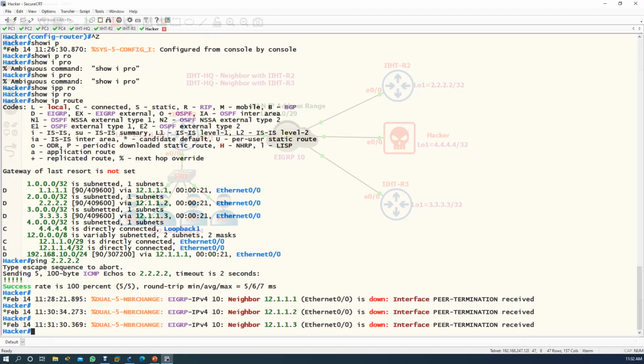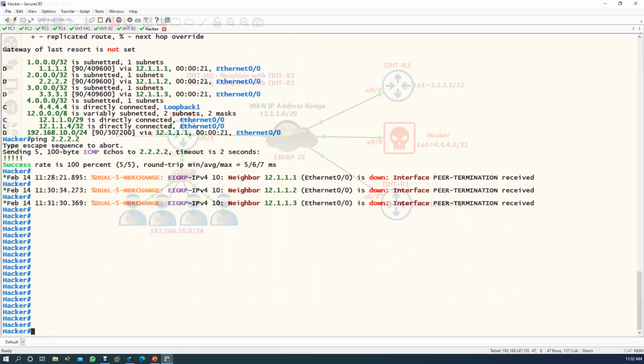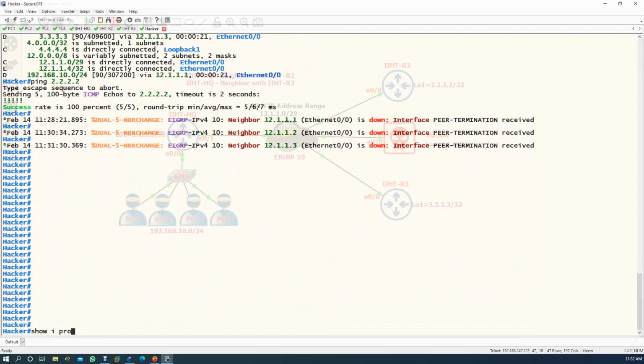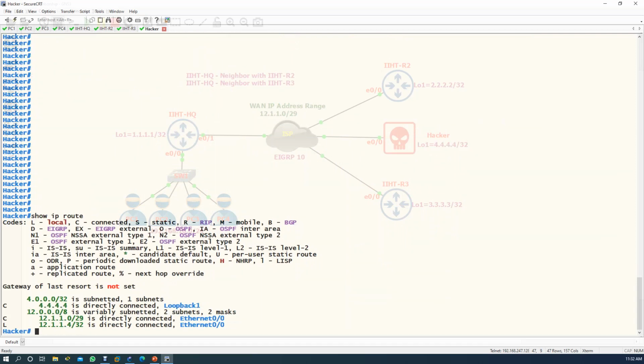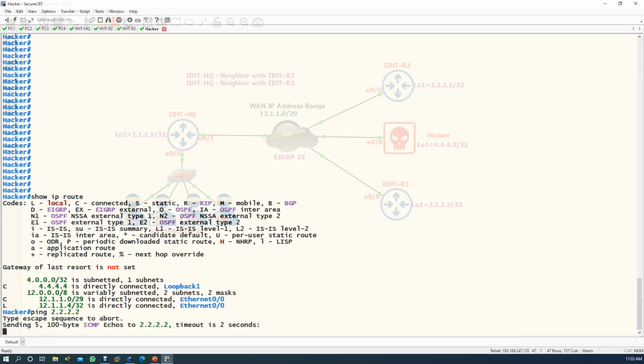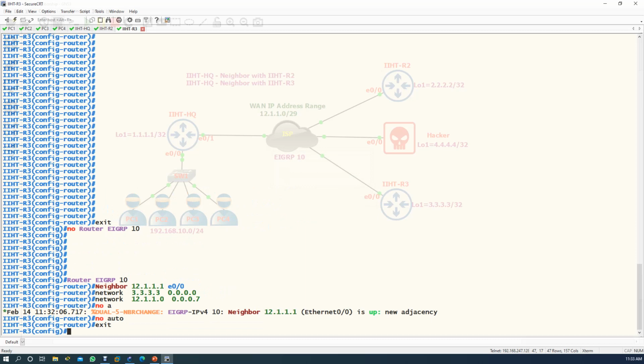Now come to the hacker. Before, the hacker was able to get the routings, but now the hacker is not able to get the routes. He is not getting the routes. And before, the hacker was able to communicate, but now the hacker is not able to communicate, right? So the hacker problem is solved. So let's remove this hacker.